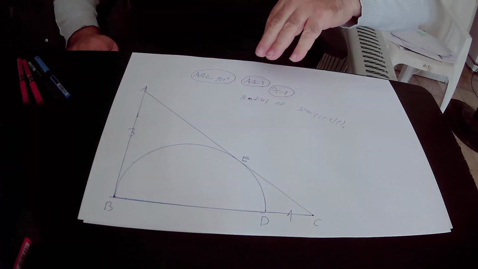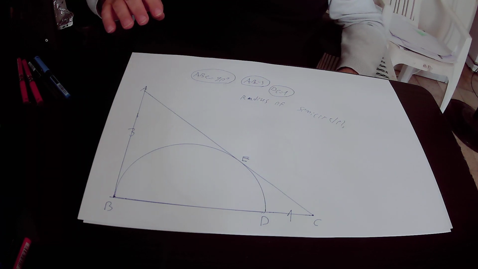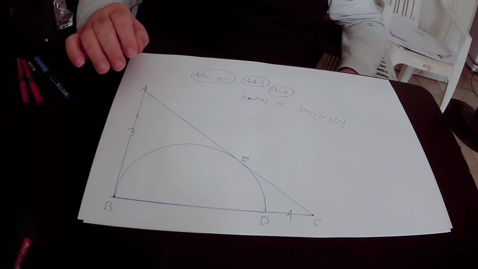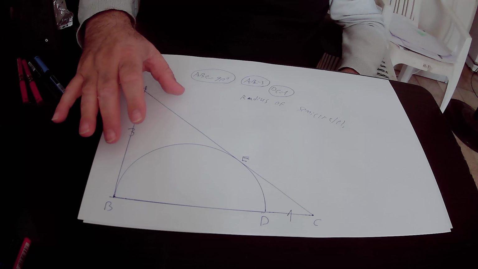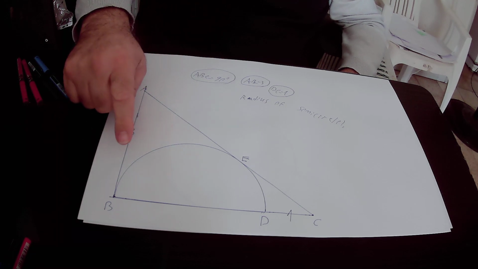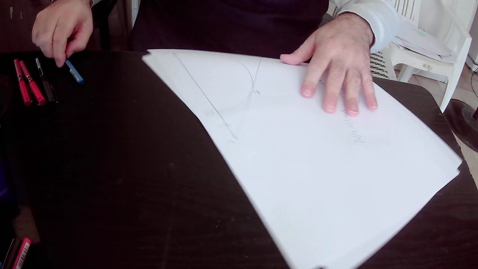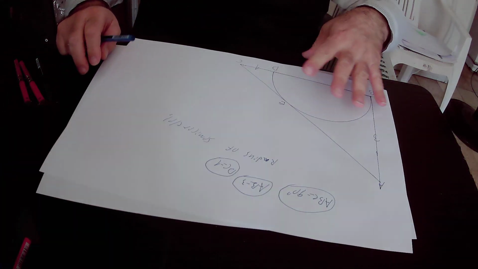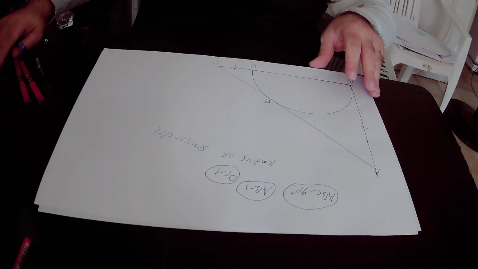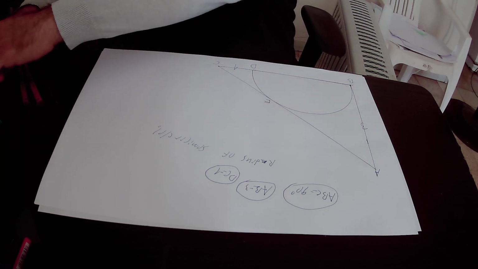Hello, in this lecture we will find the radius of the semicircle. In the drawing we have triangle ABC. Triangle ABC is a right triangle because angle ABC is a right angle, it equals 90 degrees. So here we have angle ABC, that is a right angle.